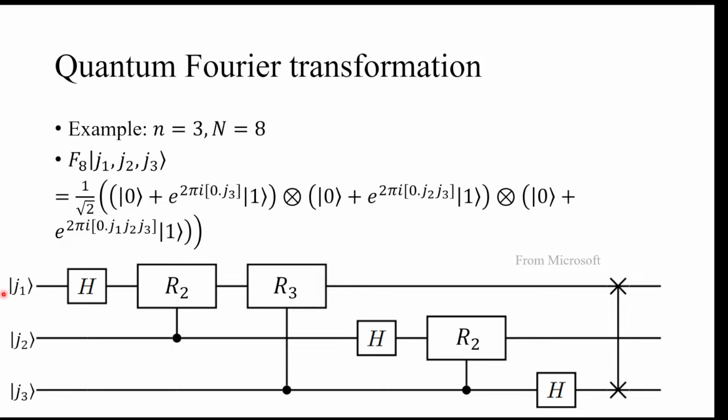So you need to do Hadamard on J1 and control on J2, rotate with this 1/4 angle, so get this J2, and control on J3, get this 1/8 angle, get this J3 here, and then things don't depend on J1 anymore. Then you do the second one, you do Hadamard, get this J2, and do this R2, get this J3 here, and finally you do Hadamard, get this 0.J3. And in the end, you do a swap to swap the order into the same order as what we want.